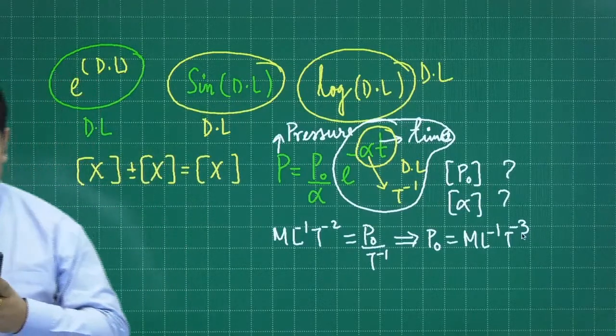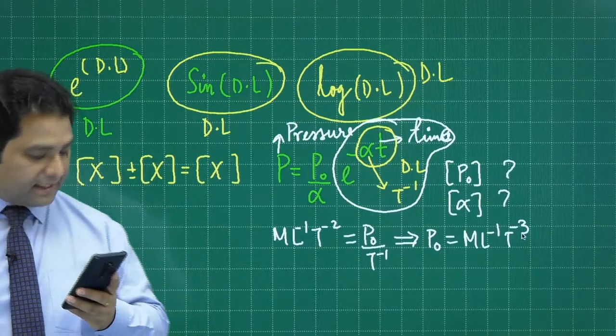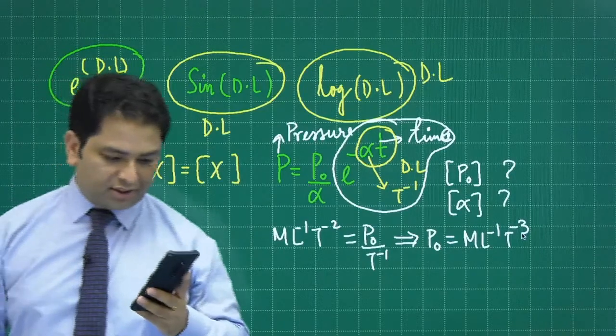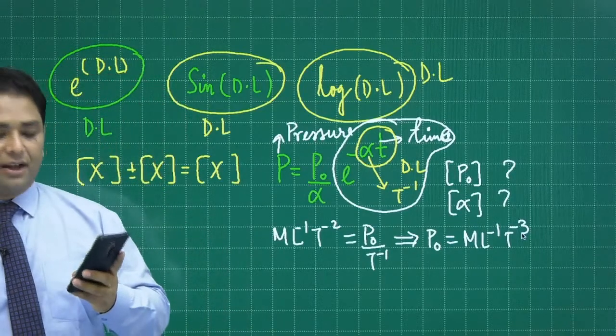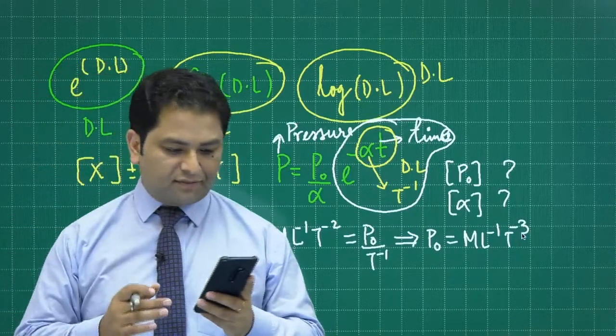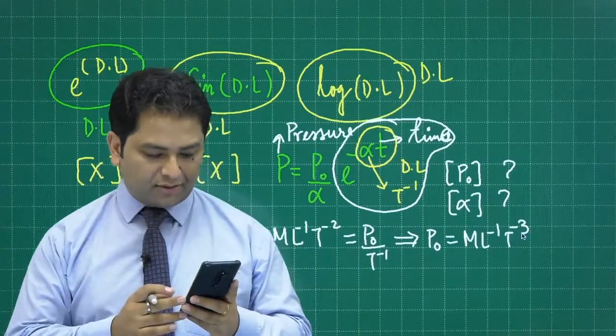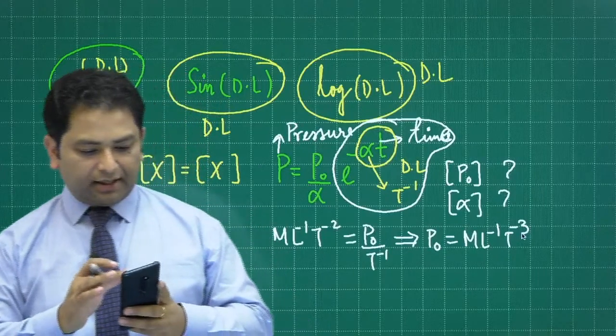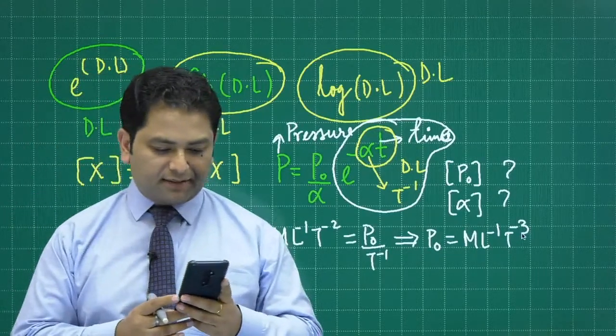Good. So I've received an answer from Chetna, and that is M L minus 1 T minus 3. Good, Chetna. That's very appreciable. So this is what I mean. If you are not able to type, you can paste a photo, you can crop it, you can do that. That's good.